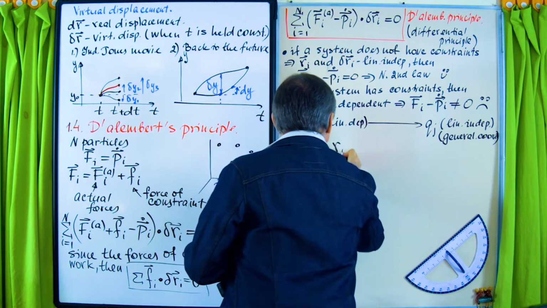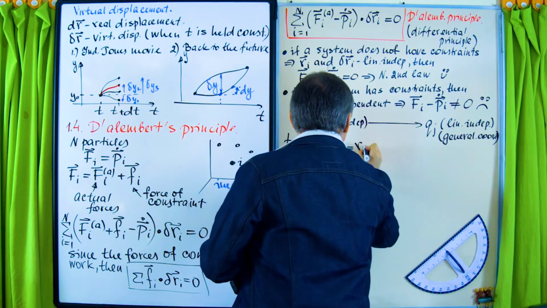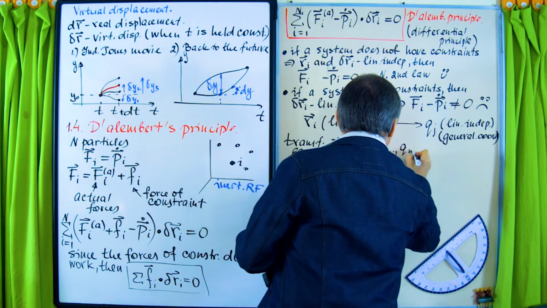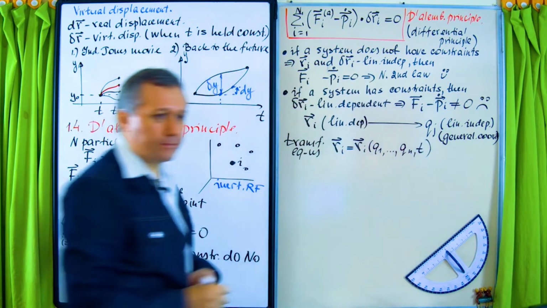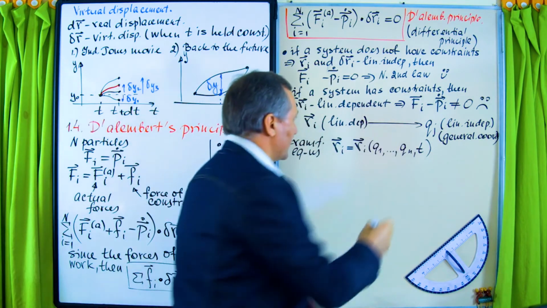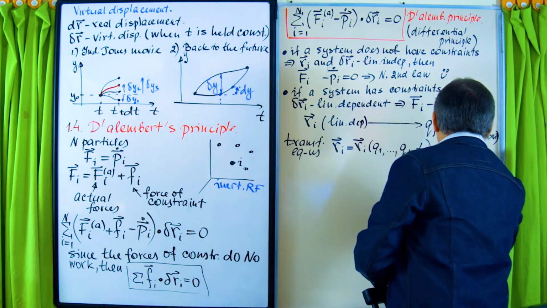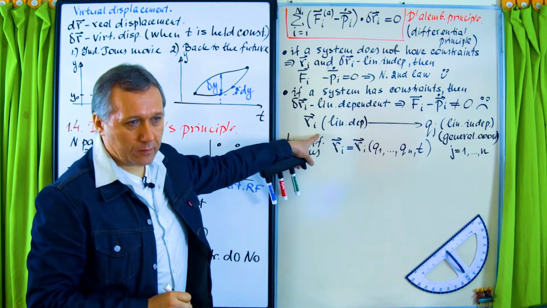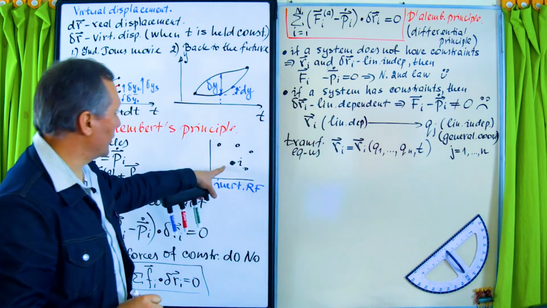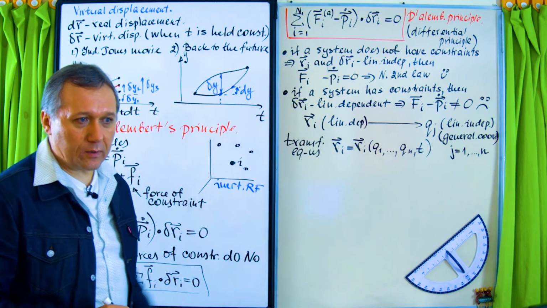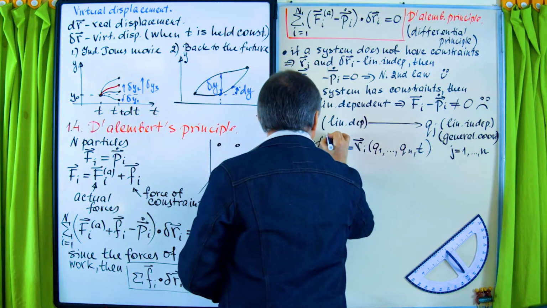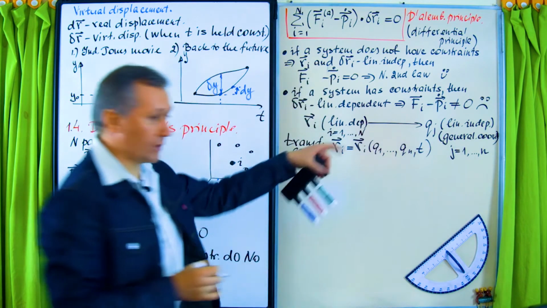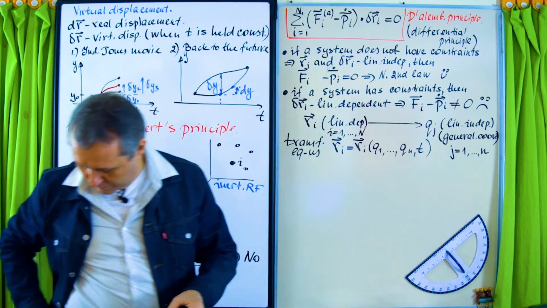So let me write it this way. Ri is a function of Q1 all the way to Qn and possible time dependence. Here j spans from 1 to n small. Here i runs from 1 to n capital because i basically counts particles in the system. Let me emphasize that: i goes from 1 all the way to n capital, but j to n small.